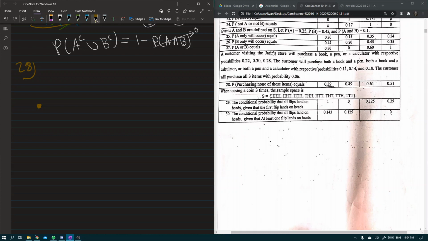I know this isn't Bayes' theorem. It's just the Venn diagram stuff. This is book. This is pen. This is calculator. Okay, so let me draw an actual set.